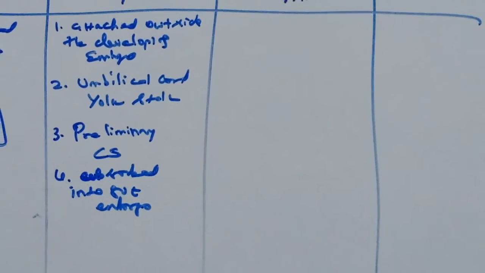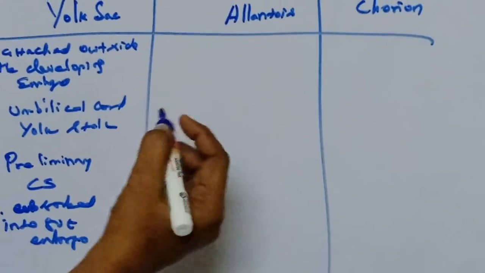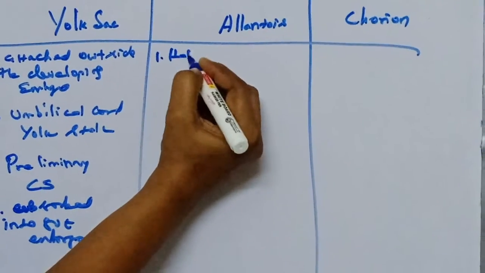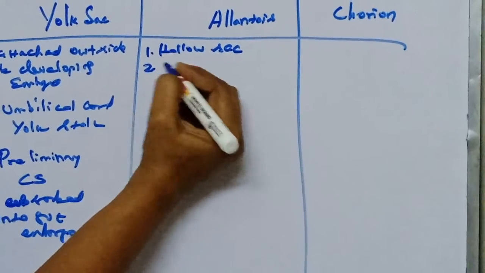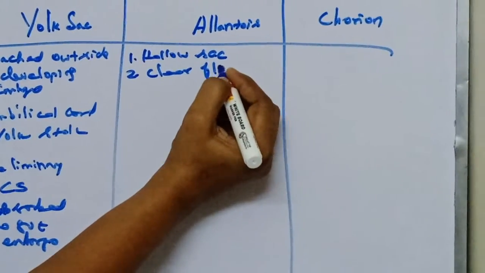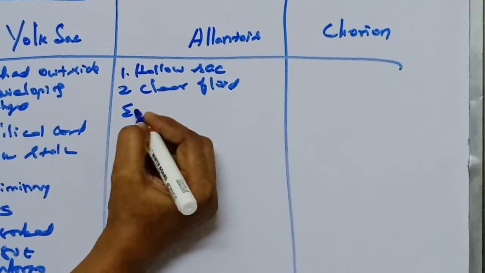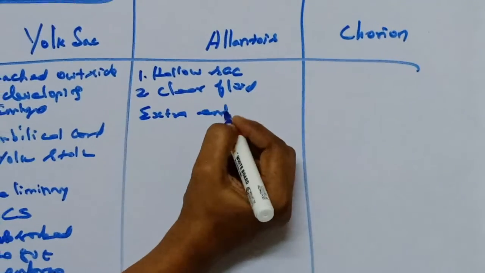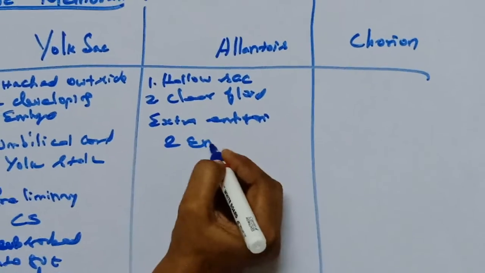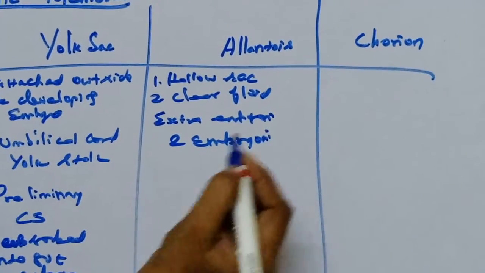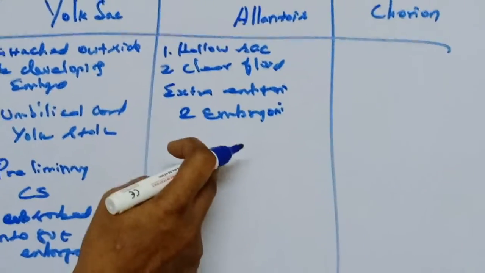Okay. Next, we'll see about which one? Allantois. This allantois is a hollow sac-like structure, and it is filled with what fluid? Clear fluid. It forms part of the extra embryonic and embryonic tissue.